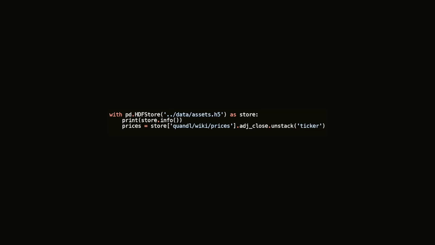Following the metadata output, the code extracts the adjusted closing prices from the /quandl/wiki/prices dataset using prices = store['quandl/wiki/prices'].adj_close.unstack('ticker'). This operation selects the adj_close column and reshapes the data by unstacking it based on the ticker index, which likely represents different stock symbols. The result is a data frame where each column corresponds to a different stock ticker, allowing for easier comparison of adjusted closing prices across multiple stocks.